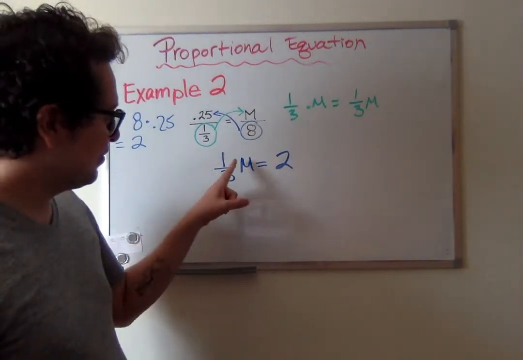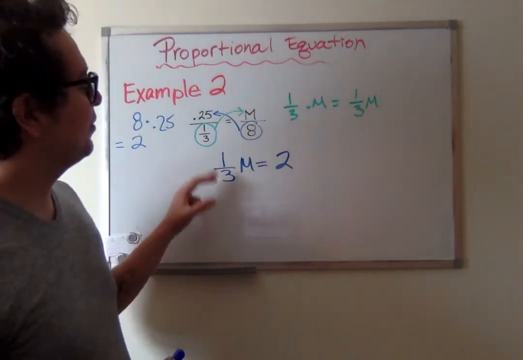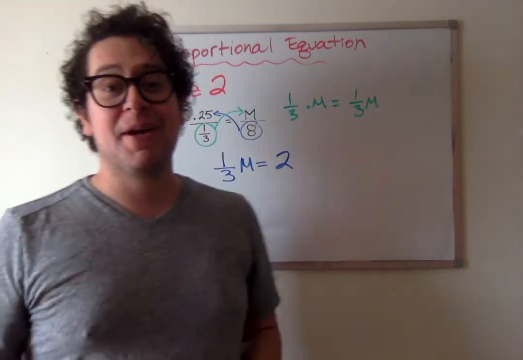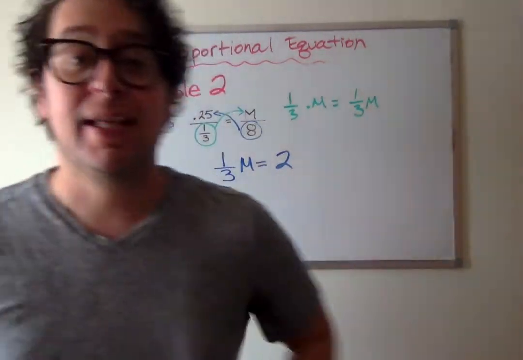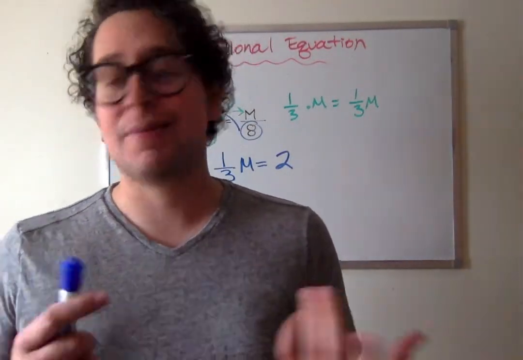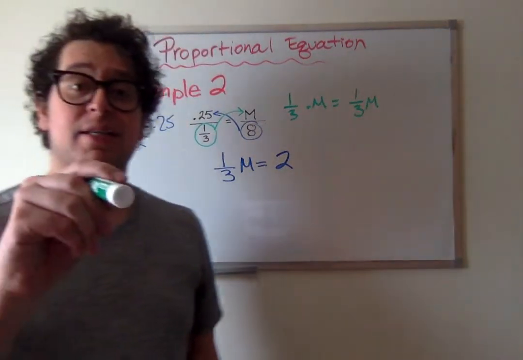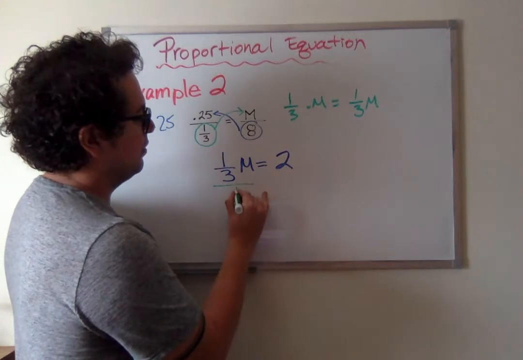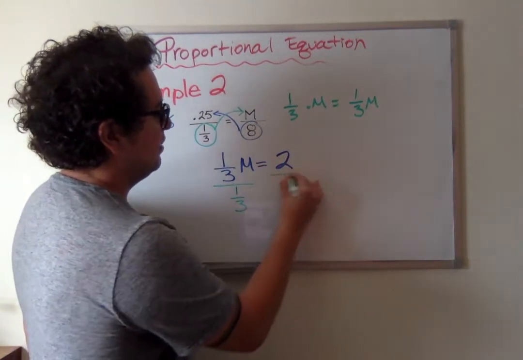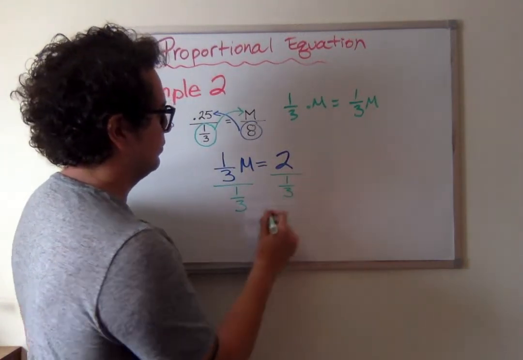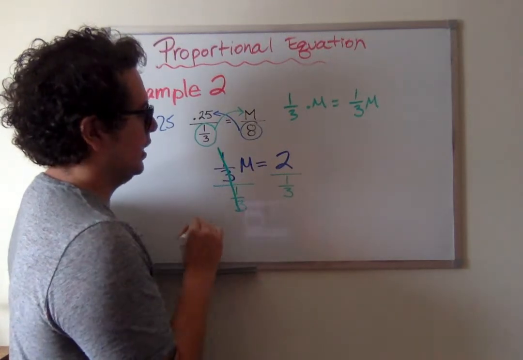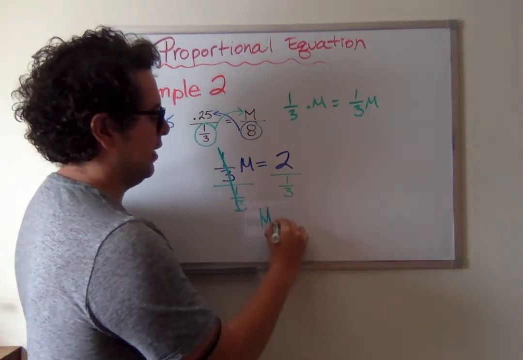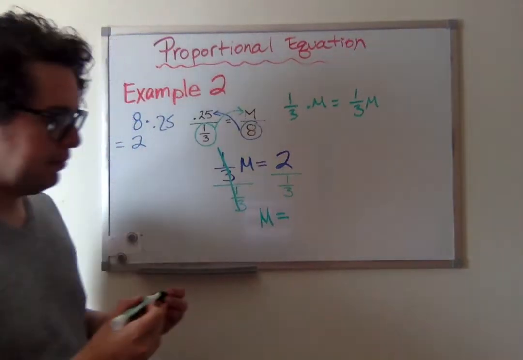But again, these two right here are multiplying. We're doing 1/3 times m, and we're trying to solve for m. So we've got to do the opposite. And the opposite of multiplication is, you guessed it, division. So we're going to divide by 1/3 and divide by 1/3. That gives us 1m, so I'm just going to write m equals.